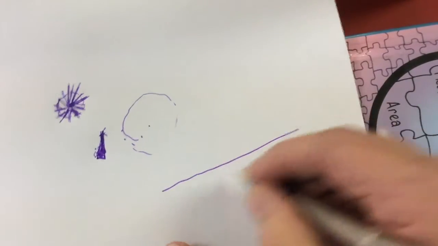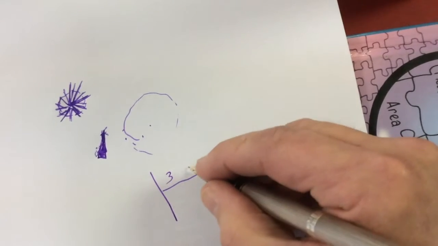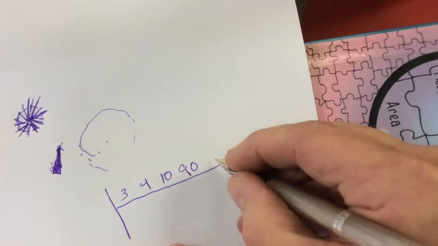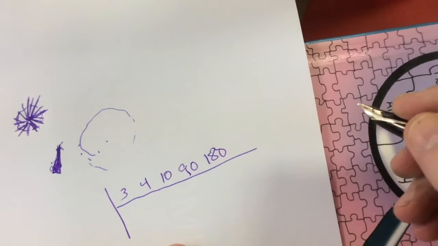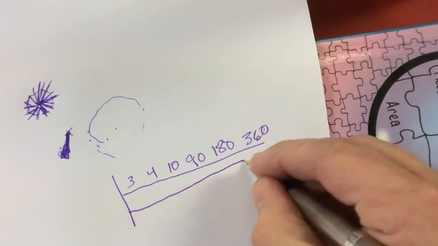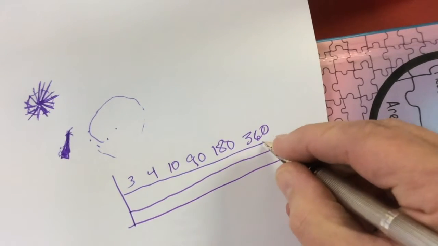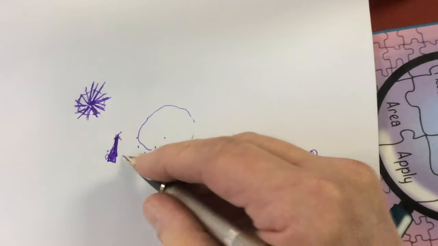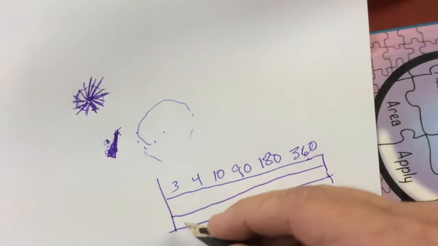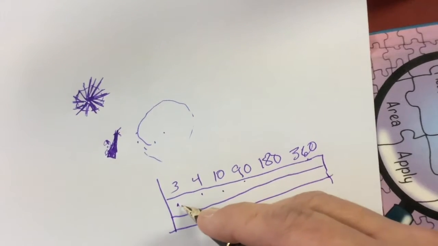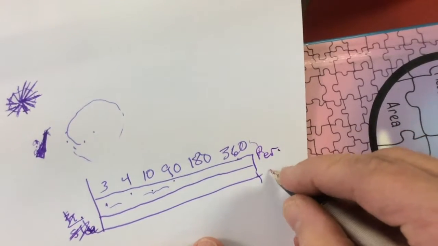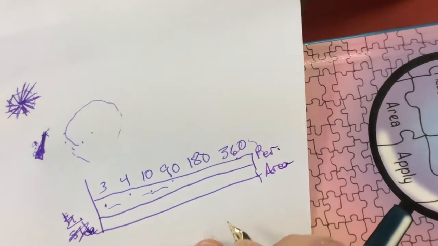If you do a chart, 3 sides, 4 sides, 10 sides, 90 sides, 180 sides, 360 sides, and you make the radius equal to 1, just to make your calculations easy. This radius right here is equal to 1. Well, little by little, the perimeter around it and the area, they converge towards a single number.